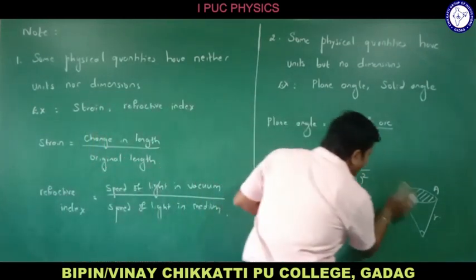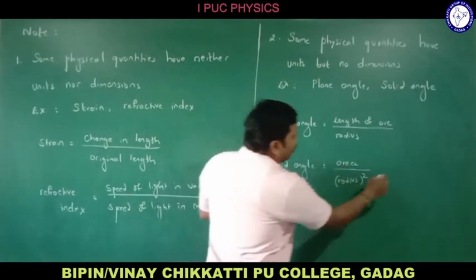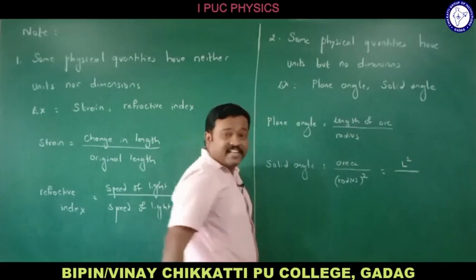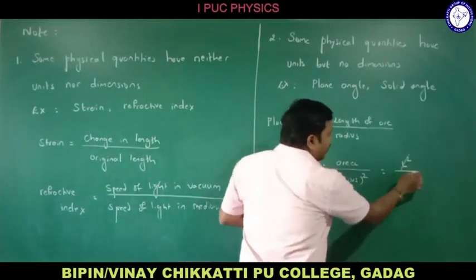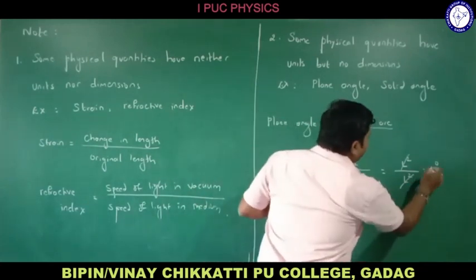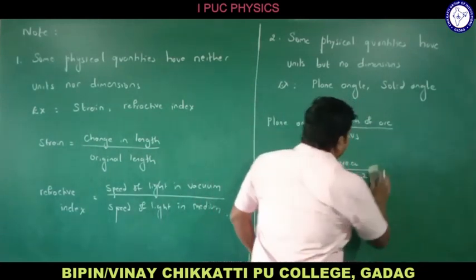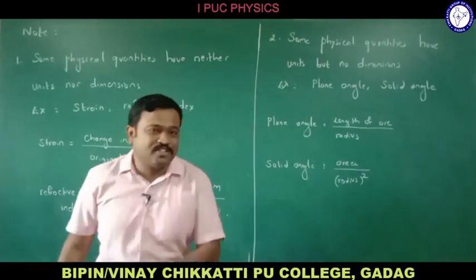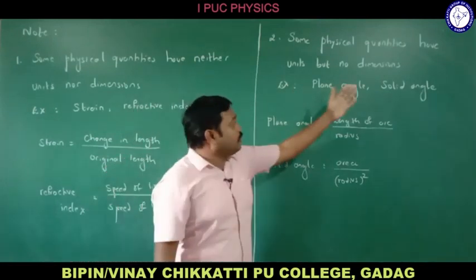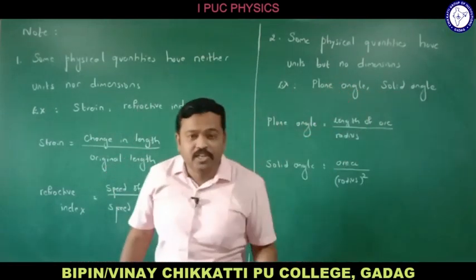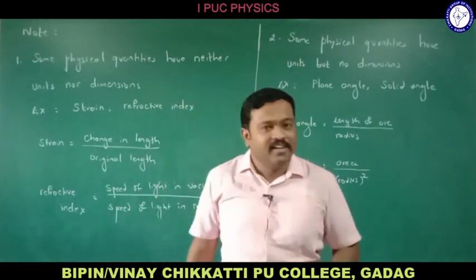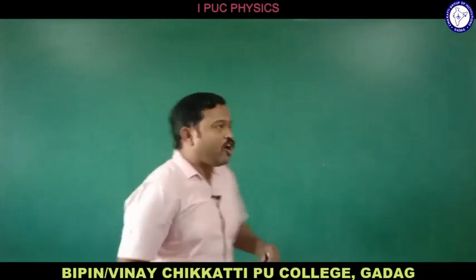Can I calculate its dimension? The dimension of area is length into breadth, L square. The dimension for radius square is also L square. Again, they get cancelled, so we get L raised to 0. It does not have any dimension, but it has SI units. The unit of solid angle is steradian. So these are some of the physical quantities which have units but no dimension. These are some exceptions. Let us go with the third one. Constants are of two types.